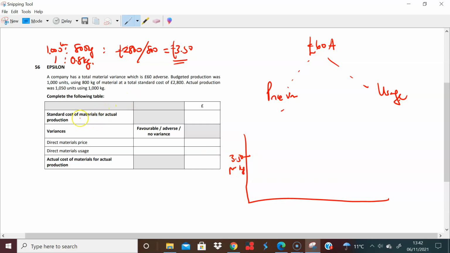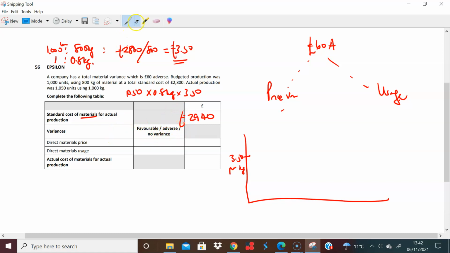First of all, this question here, the standard cost of materials for actual production. You made 1,050 units. So as far as standards are concerned, you should have used 0.8 kilograms and you should have spent £3.50. So 1,050 times 0.8 times £3.50, I'm going to get 2,940. You didn't even need to do this, but you can do it, and I'll explain why.